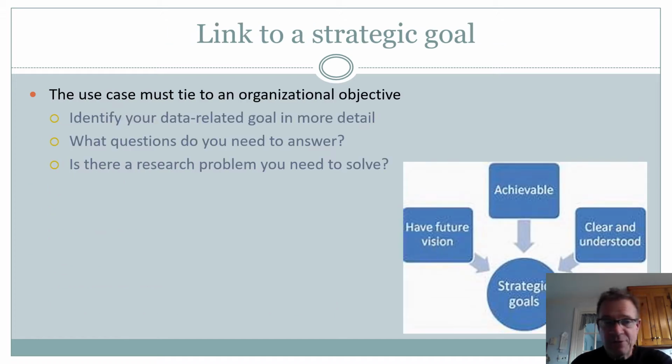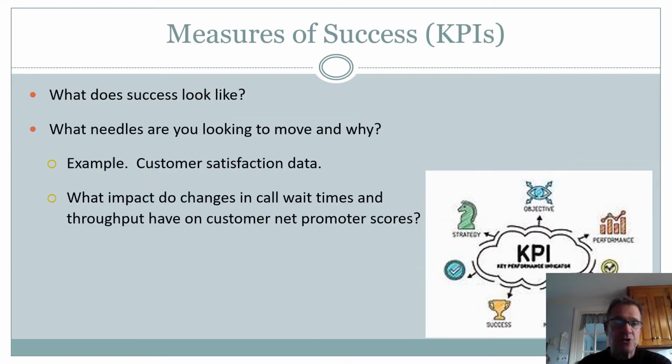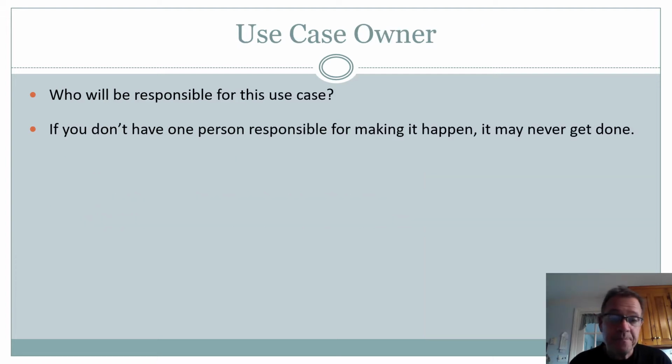So in terms of a link to a strategic goal, it has to tie to an organizational objective. You have to be able to identify your goal in detail and identify the questions you need to answer. In terms of measures of success, what are the needles that you're looking to move? For example, customer satisfaction data. If you're going to have changes in call wait times for people to get in to speak to you, is that going to have a positive or negative impact on things such as customer satisfaction or net promoter score?